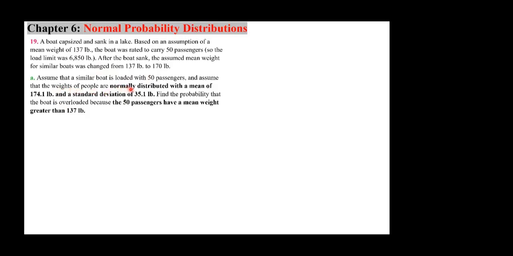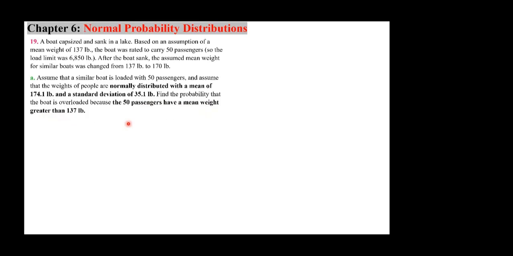Assume that a similar boat is loaded with 50 passengers and assume that the weights of people are normally distributed. The mean is 174.1 pounds and the standard deviation is 35.1. Find the probability that the boat is overloaded because the 50 passengers have a mean weight greater than 137 pounds.